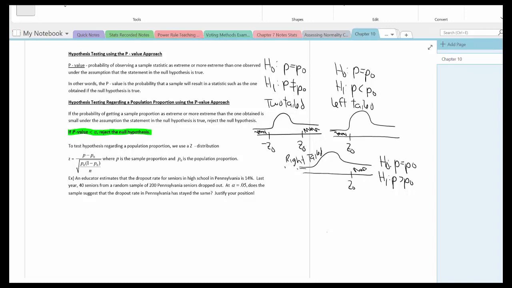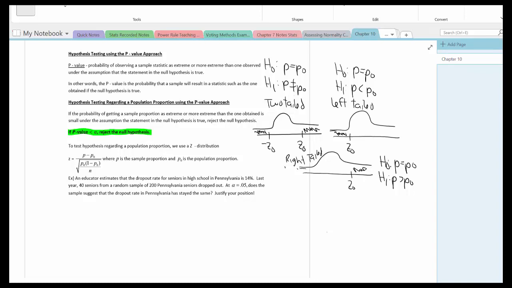So, hypothesis testing regarding a population proportion using the p-value approach. If the probability of getting a sample proportion as extreme or more extreme than the one obtained is small under the assumption that the statement of the null hypothesis is true, we're going to reject the null hypothesis. So in other words, the lower the p-value, the stronger the evidence is against the statement in the null hypothesis. Well, more precisely, if the p-value is less than the type 1 error, which is alpha, we reject the null hypothesis.